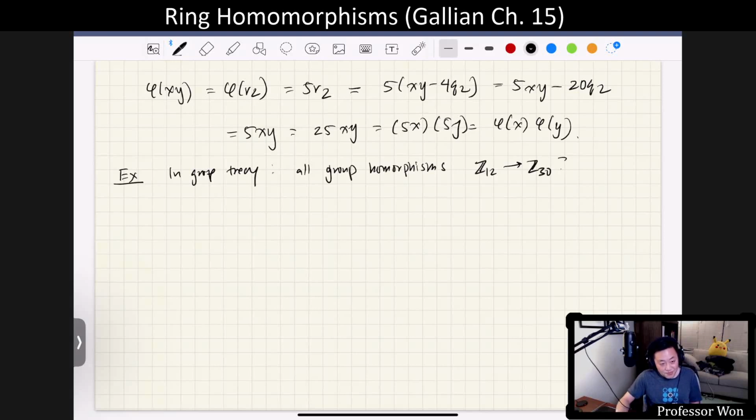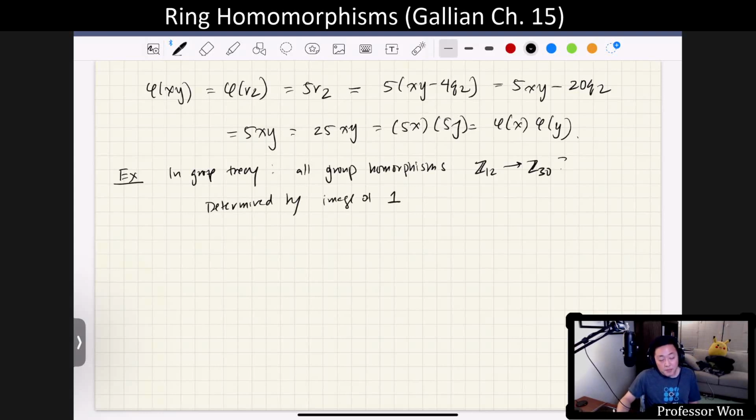And let me just remind you that Z12 is a cyclic group, which means that it's generated by any of its generators. In particular, it's generated by 1. And once you've specified the image of 1, it determines the homomorphism, right? Because, let's say 1 went to 15, it would force 2 to go to 0. It would force 3 to go to 15, right? So it's determined by the image of 1. You need to send 1 somewhere and then that determines the rest of the homomorphism.